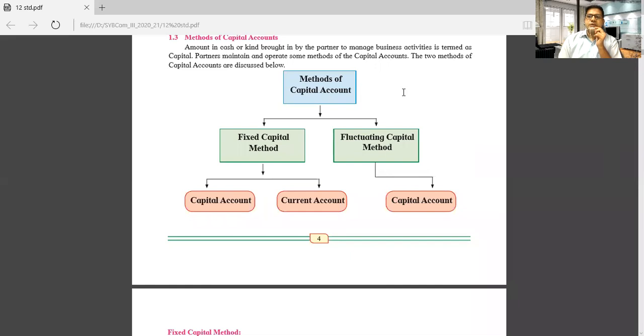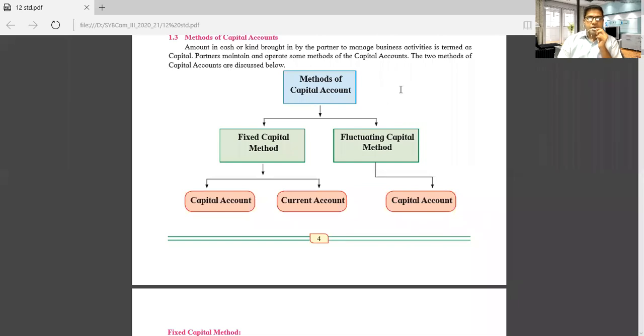Now, friends, there are two methods of the capital account. It means we are recording capital on the liability side of our balance sheet. How it will be recorded, whether by the fixed capital method or the fluctuating capital method, that we are going to discuss today.